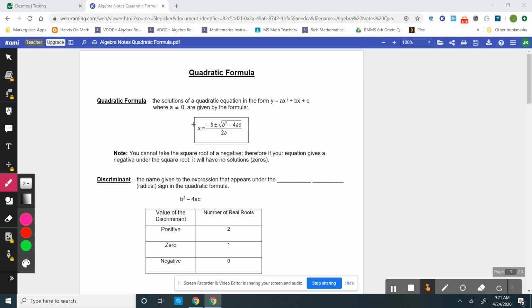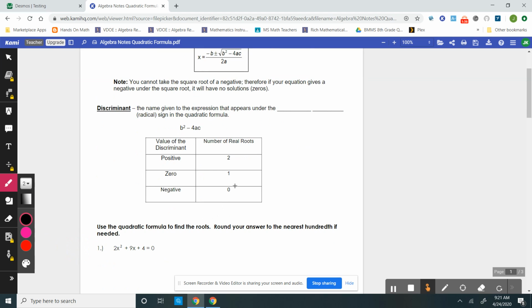But remember, this is your whole formula. x equals negative b plus or minus the square root of b squared minus 4ac, all divided by 2a. That'll be given to you each time. Then you're going to find your discriminant first, which is the value under your square root symbol, also called a radical sign.